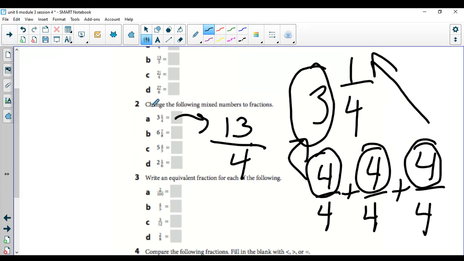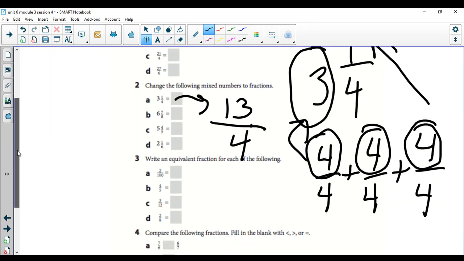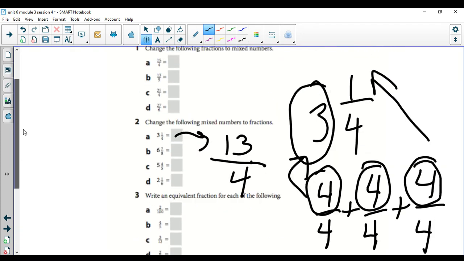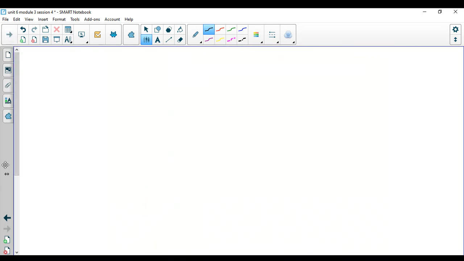And you guys, if you're struggling with this, go back, watch it again, see what I did. Because I did 4 plus 4 plus 4 plus this 1. That's how I got the 13 here. And it's fourths. You're looking at how many fourths can you get out of 3 1/4. But remember, a whole, this is 1 whole, 4/4. So this is the 1, the 2, the 3 whole you have here. Okay, and then write an equivalent fraction for each of the following and compare the following fractions, which you should be okay with. And that's it.